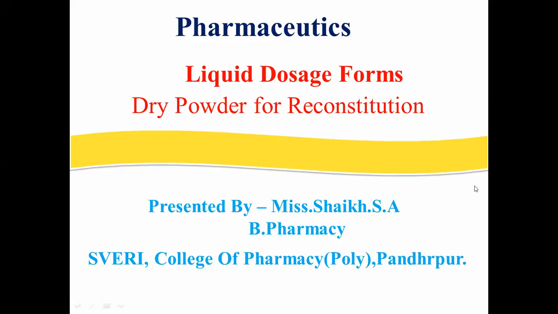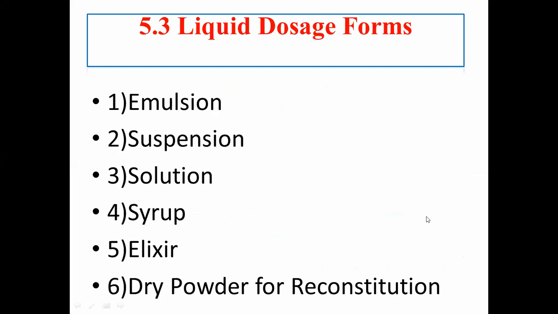In liquid dosage form, this is the last chapter in this unit: dry powder for reconstitution. In this chapter, we have to study what is meant by dry powder for reconstitution, then how to perform this formulation, how to show their effect, then their advantages, disadvantages, and types, that is classification, and ideal characteristics of dry powder for reconstitution.